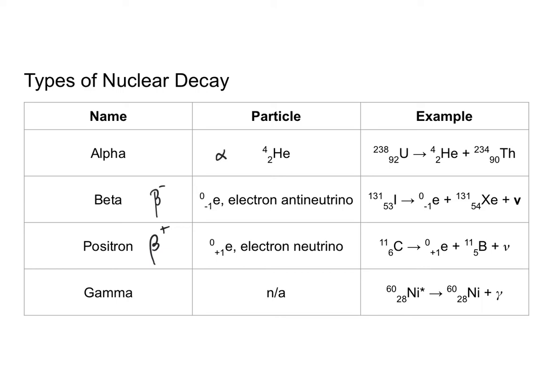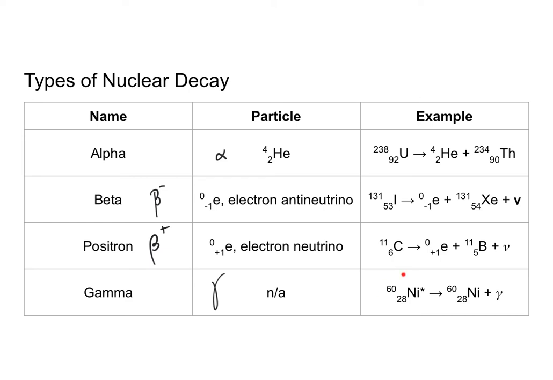Because it doesn't actually have any particle get released. Instead, we just have energy that's released. So our last kind of decay is called gamma decay. And in gamma decay, our particle is going to go from one nuclear configuration to another, and the particle itself is not going to change. So we're not going to have any new elements. We're not going to have any new electrons. We're not going to have any helium-4 nuclei.